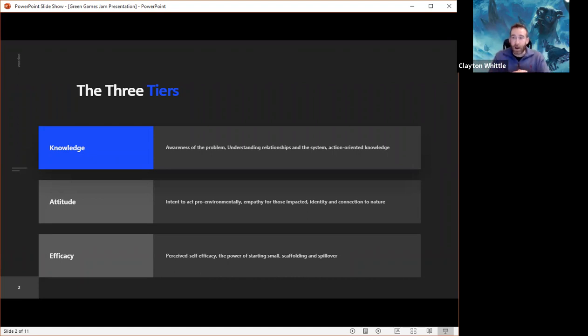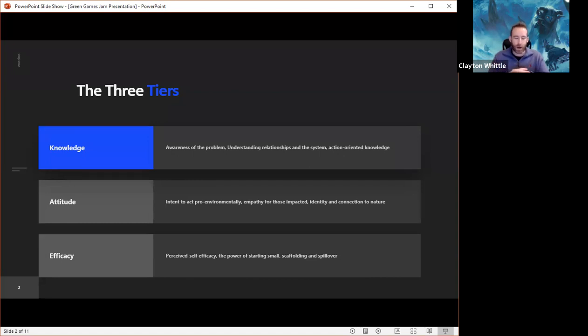Attitude and efficacy are a little bit more subjective and complex than that, and we'll get to them in more detail later. But for the moment, keep in mind that attitude and efficacy are much more organic to game design and gameplay. As designers, developers, and people in the games industry, you already know that a game can influence an attitude, a game can be part of an attitude, and a game can empower. We'll talk about how specifically those apply to education in environmentalism in a moment. But those are our three basic tiers.